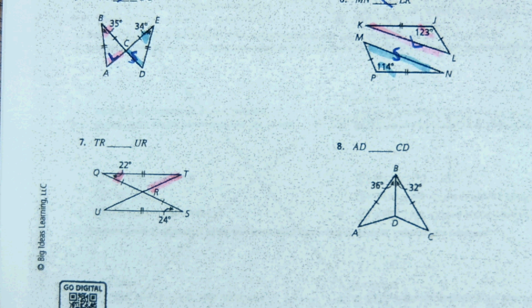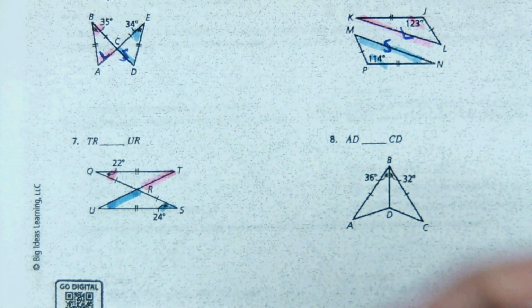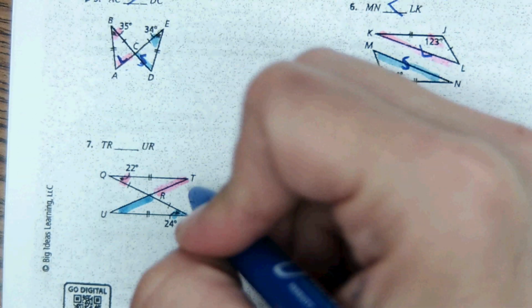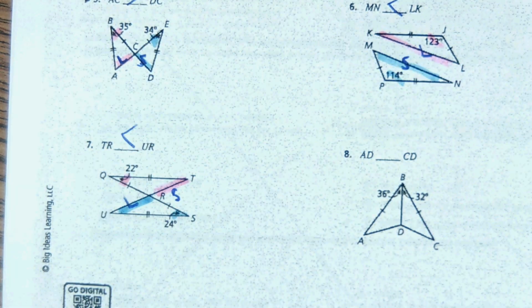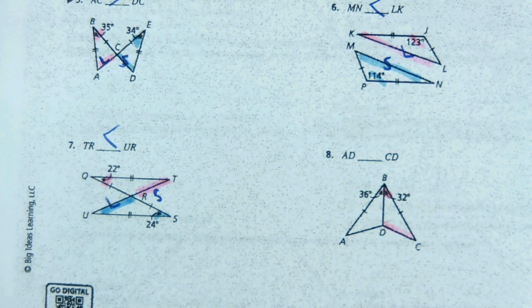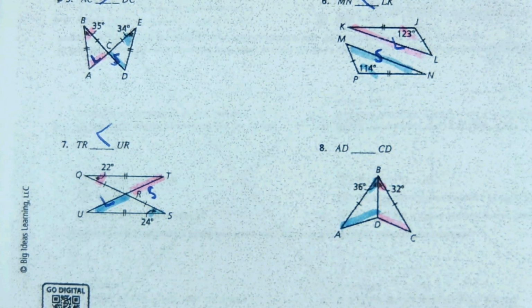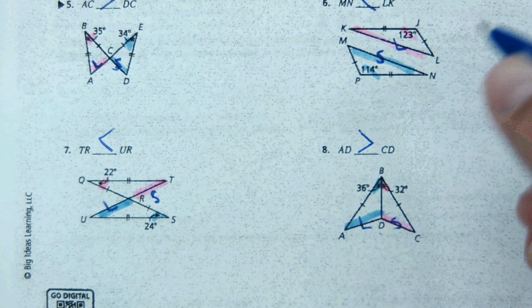And just continuing, this side corresponds with this. This angle corresponds with UR. So 22 is less than 24, so this would be shorter, and this would be longer. So RT is less than UR. And last but not least, 32 with this, and 36 with this side. This would be short, long, DC, AD, okay.